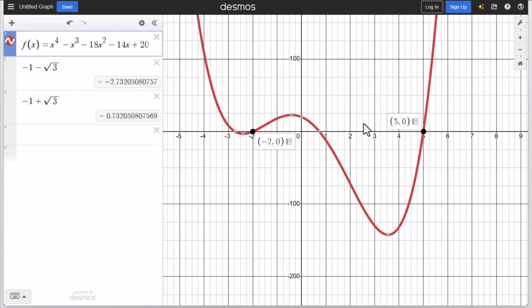Going back to the graph, notice the x-intercept on the far left matches the zero of negative 1 minus square root 3, and then the remaining x-intercept here does match the value of negative 1 plus square root 3. But again, when doing these types of problems, we cannot use these decimal approximations. We do need to find the exact irrational values.